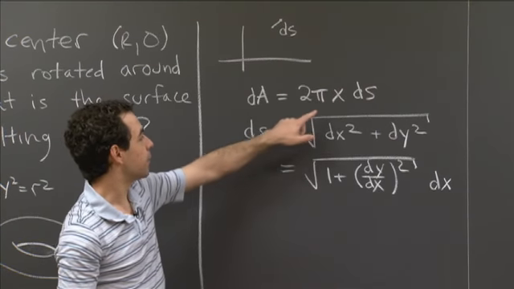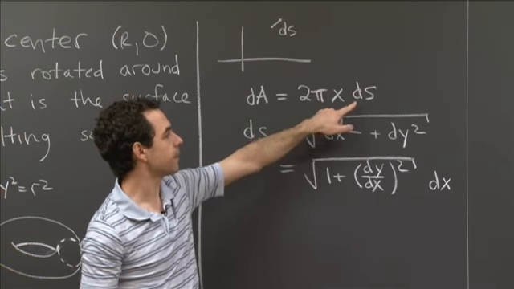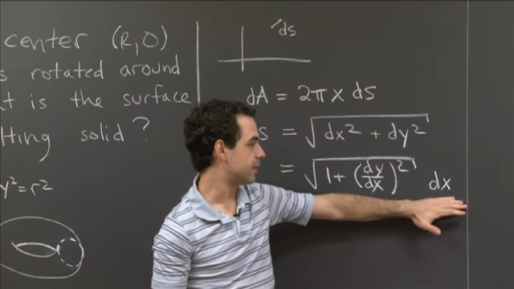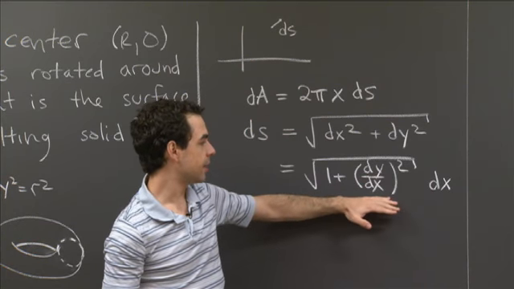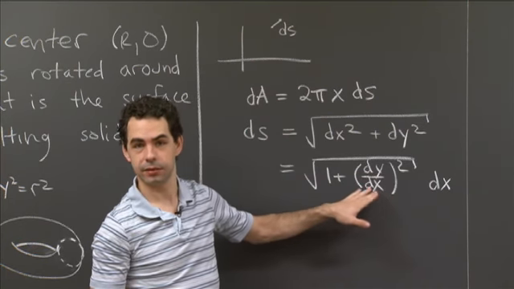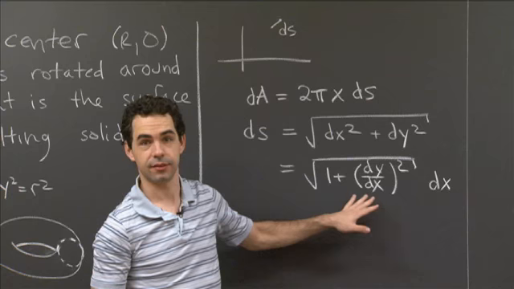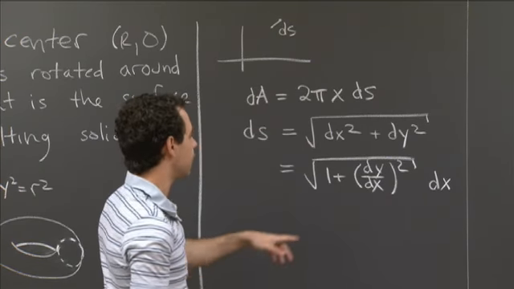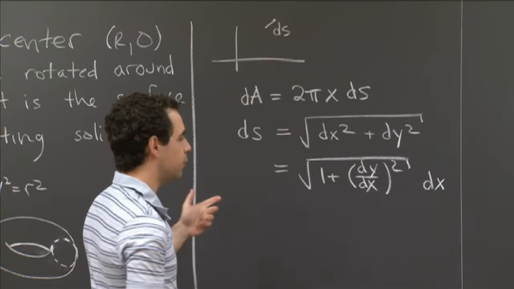OK, we have an x in the formula already. So we now have ds with a dx here. The only thing we have left is we need to figure out what dy/dx is in order to put all this into the formula in order to integrate. So that means I need y in terms of x.